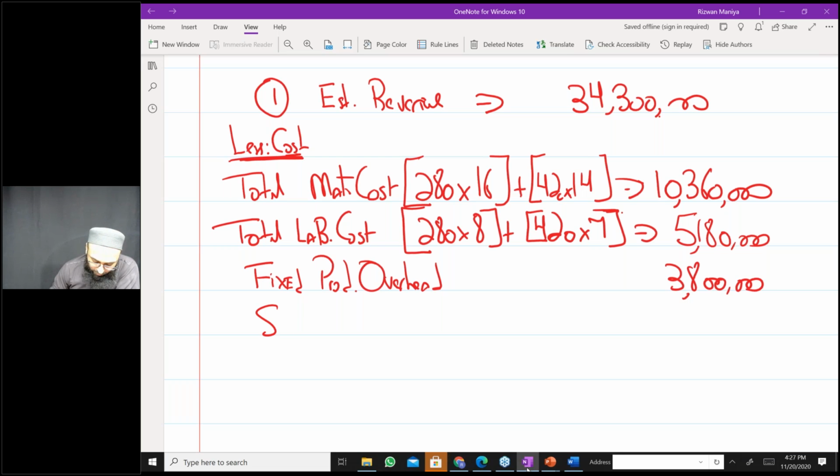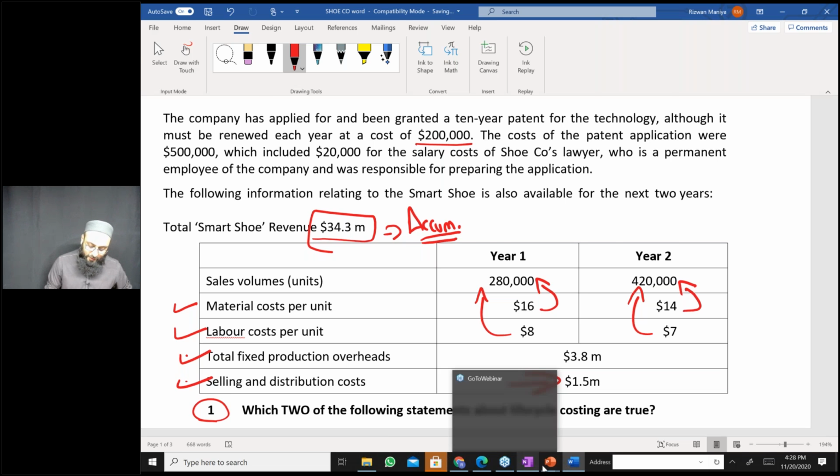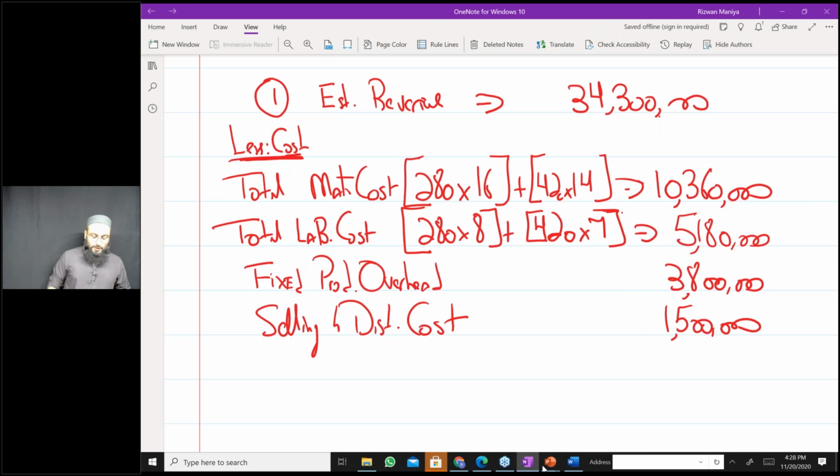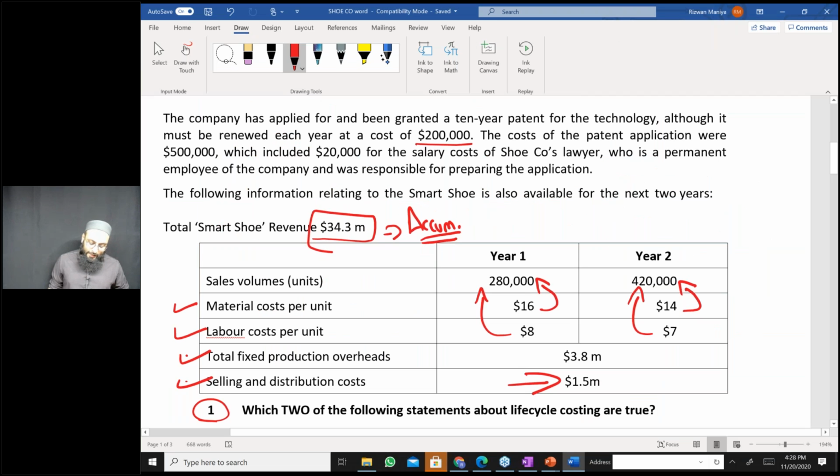As for selling and distribution, we are given the figure of that as well. And what is the figure? The figure is 1.5 million, right? 1.5 million. Okay. So selling and distribution done, fixed production done. Now let's come towards more complicated areas here.